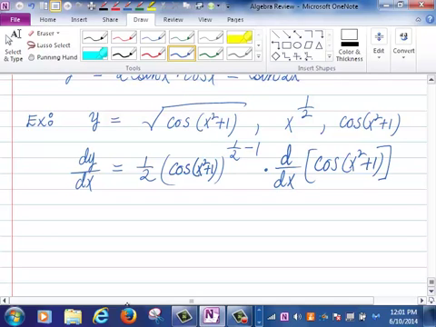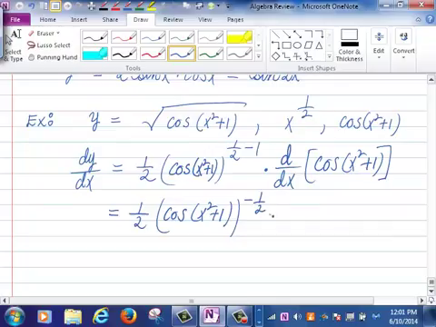Now, when I try to find the derivative of the inside, I have to apply the chain rule again. So I get half cosine of x squared plus 1 to the negative half, times, now what's the outside function here? The outside function is cosine x, inside is x squared plus 1, so what's the derivative? Derivative of cosine is negative sine of x squared plus 1, times the derivative of x squared plus 1, which is 2x, right? I better put it in parentheses to make sure it's not subtraction, okay?